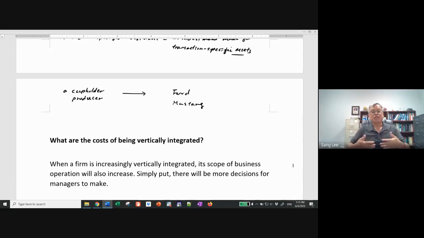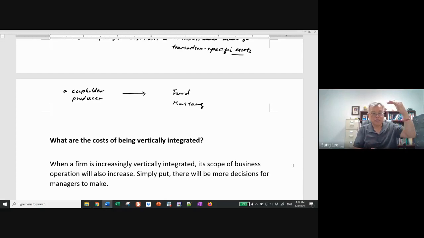In that case, if it was done internally through vertical integration, because the upstream division and downstream division are still within the same company, we do not have to worry about this kind of post-investment holdup.